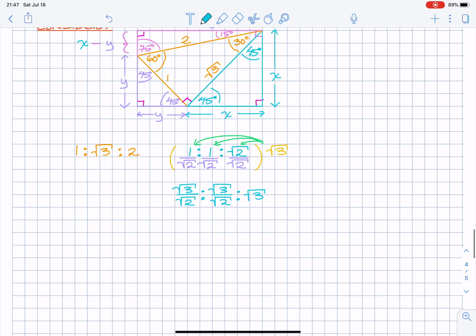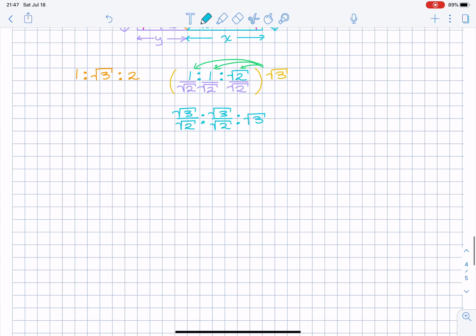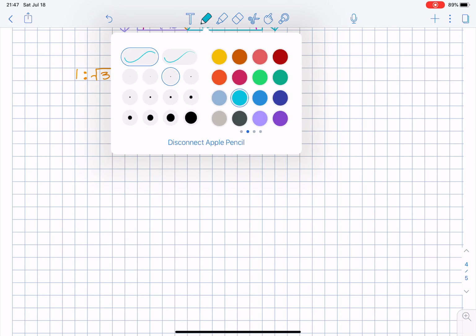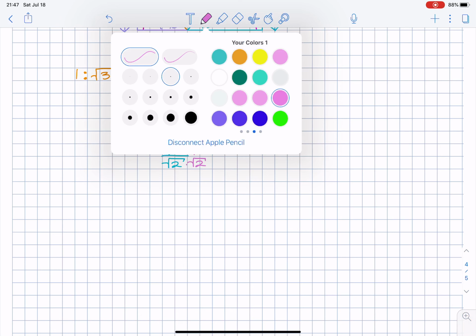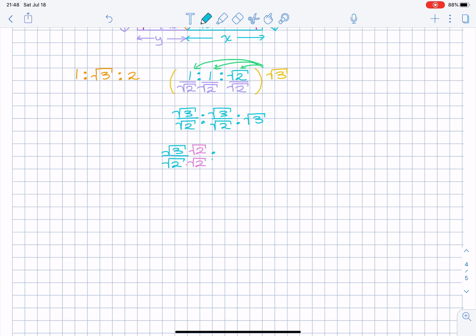But I don't like that, so I'm going to rationalize. So when I rationalize, what I need to do is I need to multiply each of these by what's in the denominator. So this will be multiply by root 2, top and bottom, to rationalize. This is square root of 3 over square root of 2 times square root of 2 over square root of 2 to rationalize.